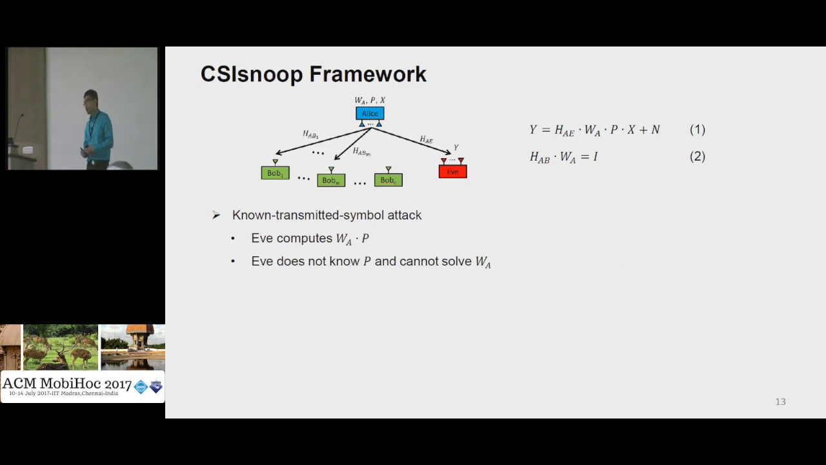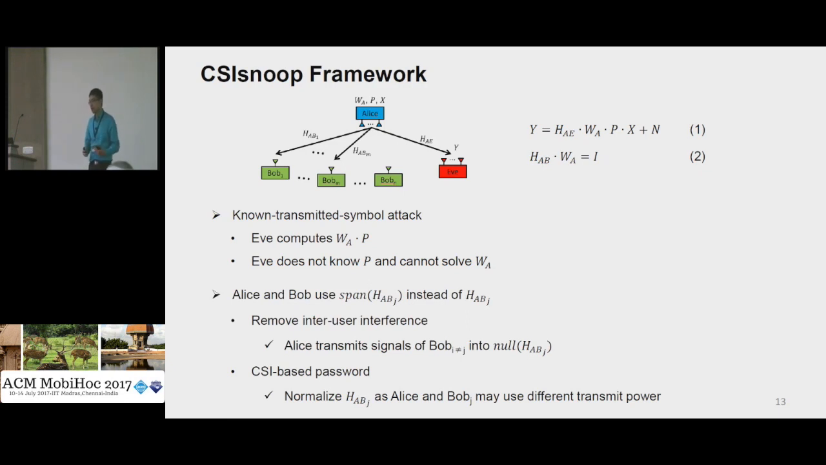However, it should be noted that in general wireless networks, the power scaling matrix at the access point is usually only known to the access point. Nobody else in the network can know this. In other words, Eve cannot use this null transmitted symbol attack to directly solve the exact value of the beamforming weight matrix at Alice and further use that to compute the CSI between Alice and the Bobs. However, it should also be noted that in a general wireless network, even between Alice and Bobs, they will not use the exact value of the CSI.